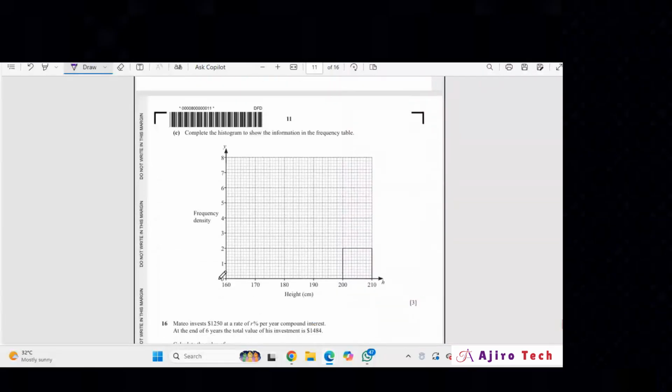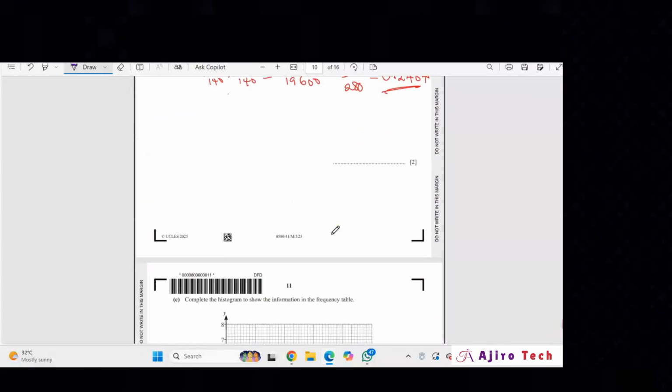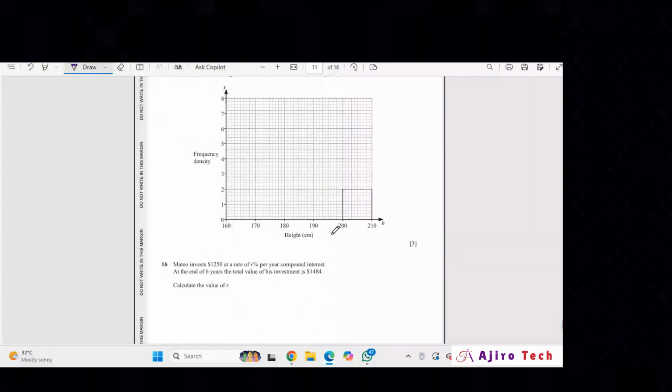If you look at the graph here, this is frequency density, and this is the height. So the first frequency density is 3.5. So you go back here, 3.5. This is 1 here, so that means here is 2, 4, 6, 8, 10. So 3.5 will be at the middle here. You are going to use your ruler to draw this, and that will give you from 180, so it's going to be here at the middle.